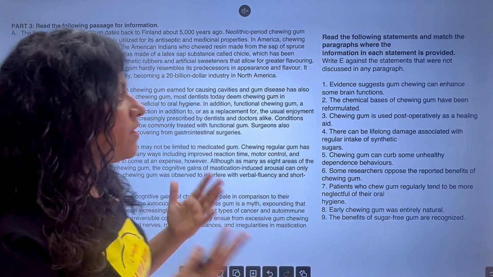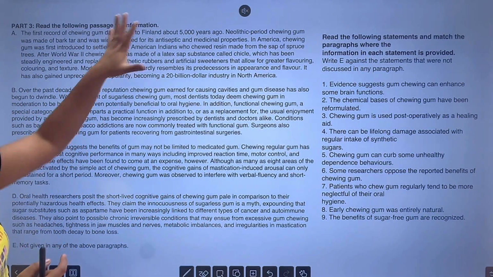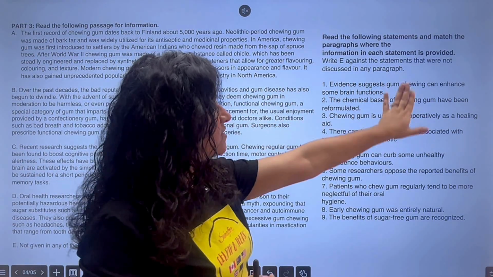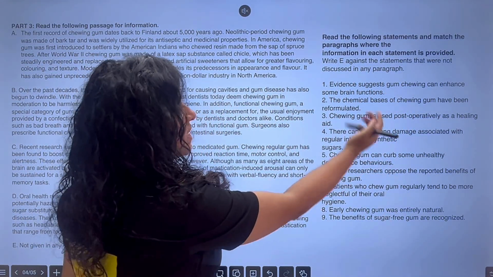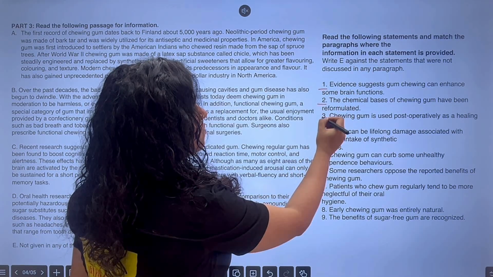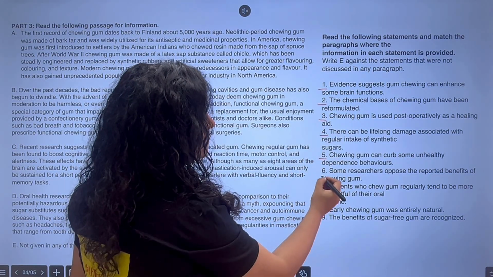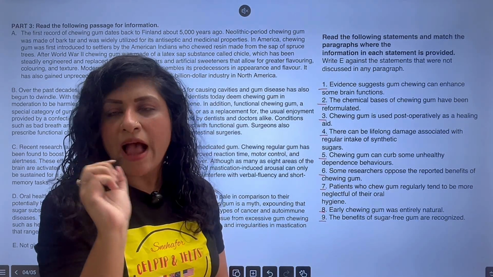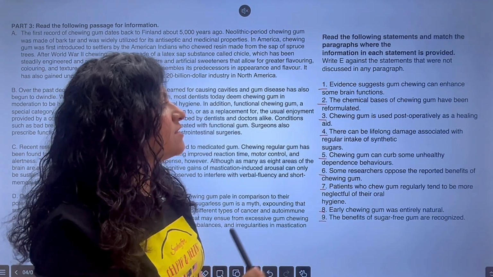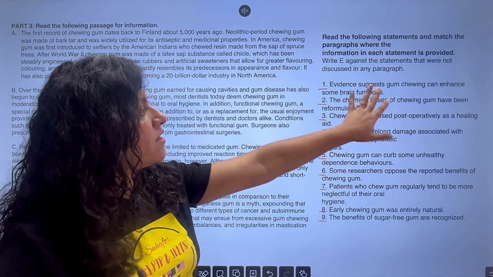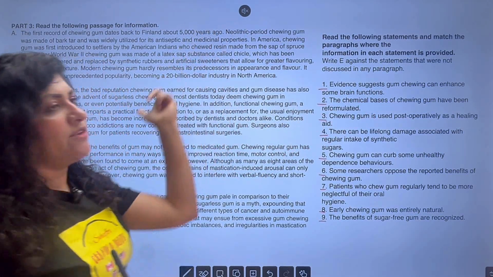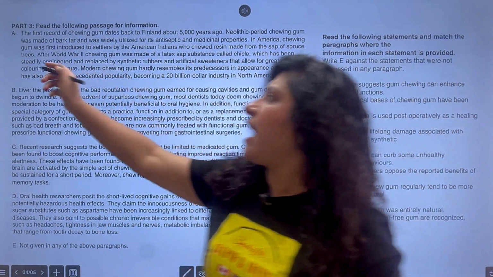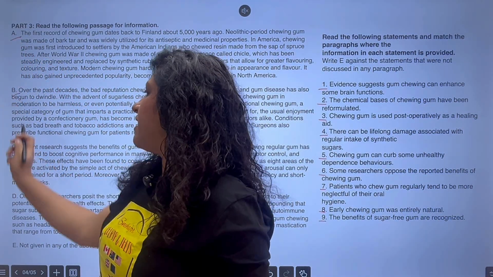Let me explain how. Here, there is this passage given to you with lots of information, and then there are certain statements. As you can see on the right hand side, these statements 1, 2, 3, 4, 5, 6, 7, 8 and 9 are all questions. And here, you basically have to tell which information is in which paragraph, and you have to write the corresponding alphabet of the paragraph as the answer.